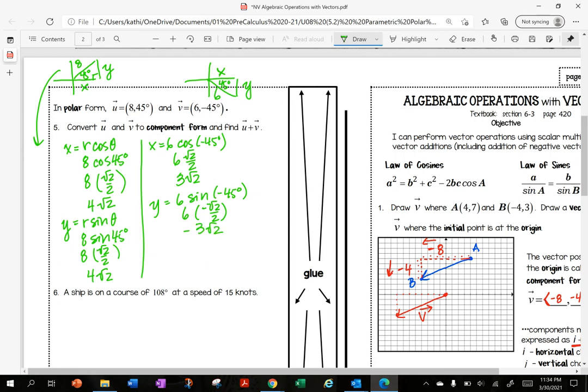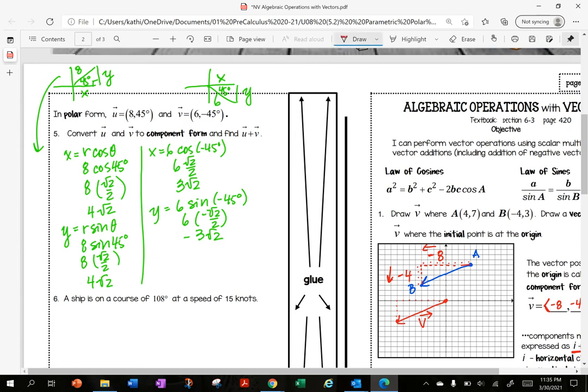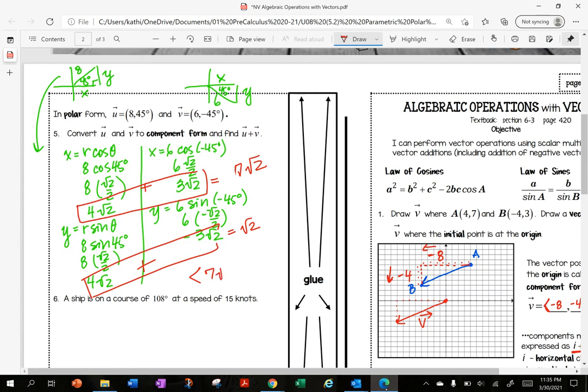So now I'm adding my horizontal components together, and I'm adding my vertical components together. So 4 times the square root of 2 plus 3 times the square root of 2 is 7 times the square root of 2, and I'm going to add 4 times the square root of 2 minus 3 times the square root of 2, which is the square root of 2. So my final answer is 7 square root of 2, square root of 2.